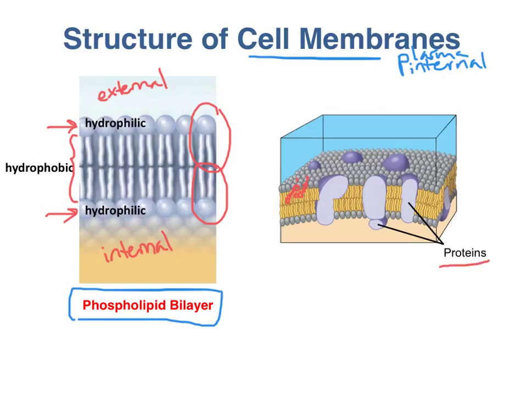Proteins can either be embedded in the phospholipid bilayer so that they're actually stretching through the membrane. These are called integral proteins. But you can also have proteins that are just sitting up against the bilayer. They aren't actually within the phospholipid bilayer. And when they're just sitting up against, kind of on the periphery of the membrane, they're called peripheral proteins.